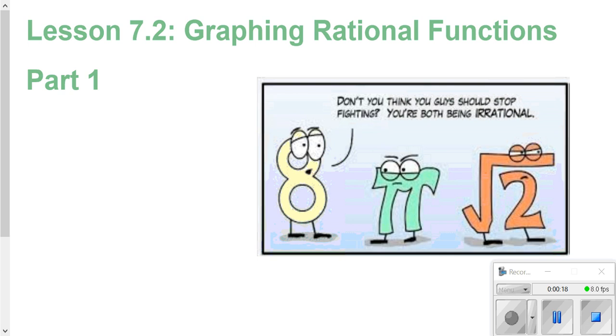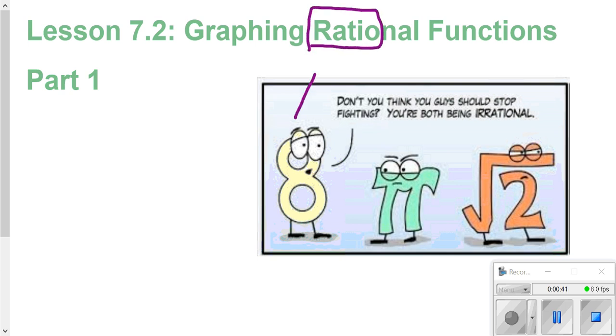where the number 8 is saying, "Don't you think you guys should stop fighting? You're both being irrational." And he's saying that to the number pi as well as the square root of 2. And that is because both pi and square root of 2 are called irrational numbers. They cannot be written as ratios. So if you see in the word rational, there is the word ratio.